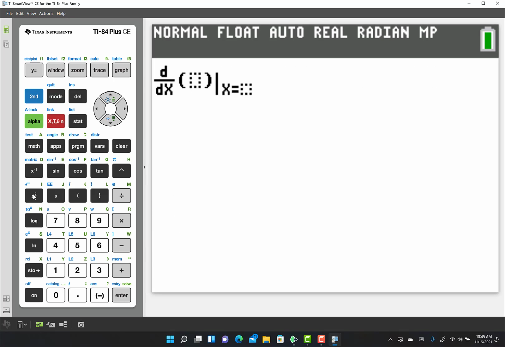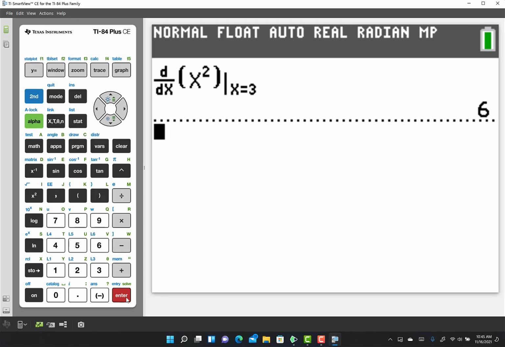I type in x squared. Oh, that's an x. And I guess I'm going to have to delete the, oh, there it is. And I put in x equals 3, and then we better get 6, right? And there it is. Have you used that before or no? That's how you get a derivative at any value that you want.